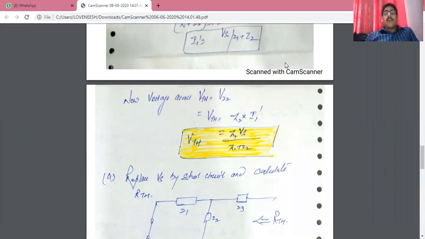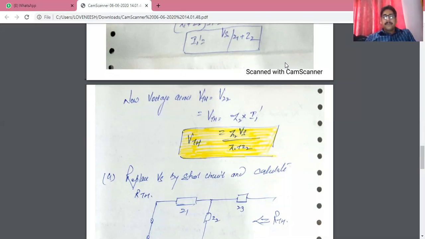Now, as I have already explained to you, for applying Thevenin's theorem you require two main things. Firstly, VTH, that is the Thevenin equivalent voltage across the open terminal, and second is the equivalent resistance between the open terminals. Now, we have calculated the voltage across the open terminal, that is VTH is equal to Z2 into Vs upon Z1 plus Z2. Next task is to calculate the Thevenin equivalent resistance across the two terminals.